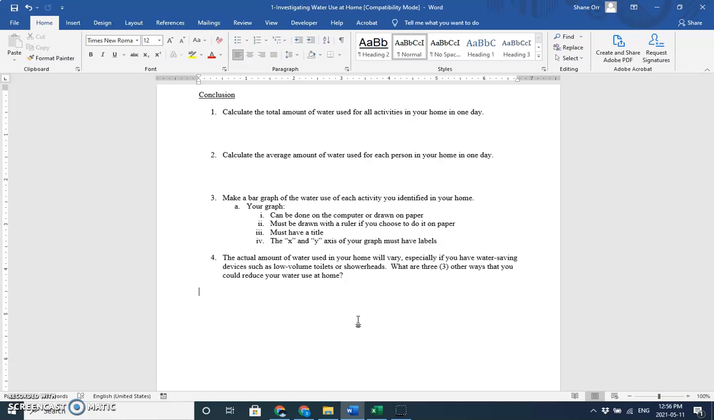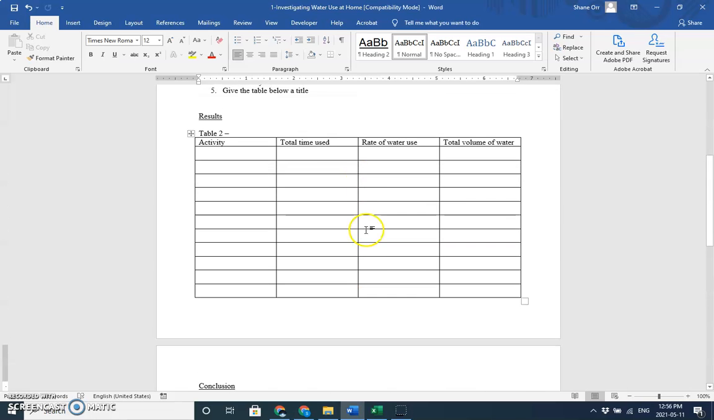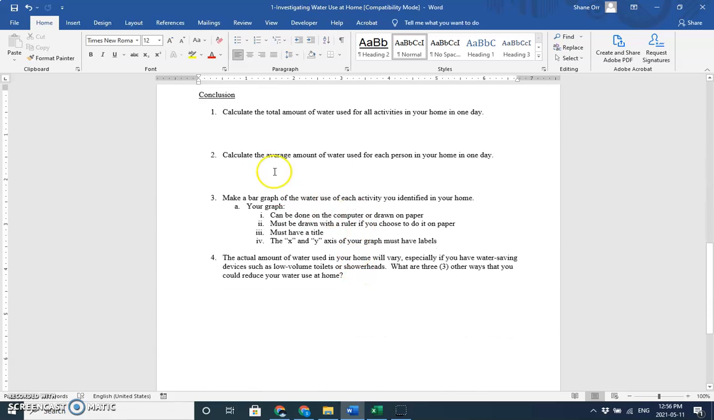This assignment should take you a couple of days to do. I shouldn't see any submissions for this assignment by the end of today, because you should take a full 24 hours to collect information about what activities go on in your home that require water use, and then be jotting those down into your table here. So I would say probably Wednesday would be a good day for you to collect your information and plug your numbers into your table so that you can complete that. And then Thursday would be a great day for you to make a quick calculation for these questions here, and also make your graph and submit that on Google Classroom.